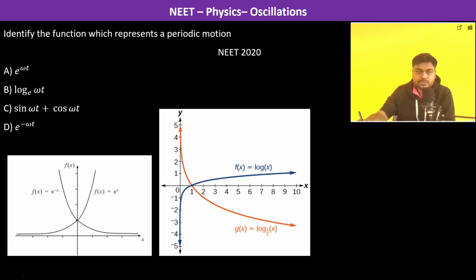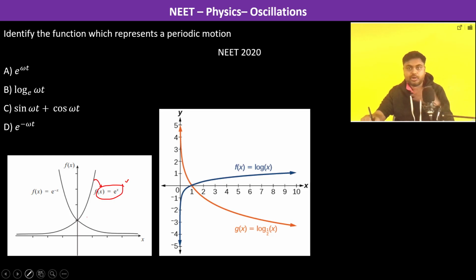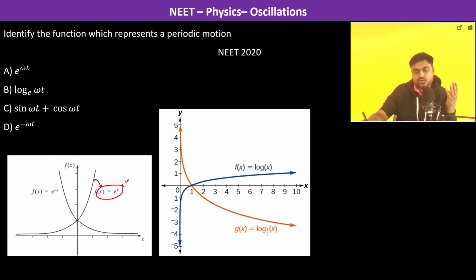Remind the function which represents a periodic motion. So this is e to the power x graph. This is e to the power x. As you can see, there is no periodicity here. No motion is getting repeated. Same with e to the power minus x graph.